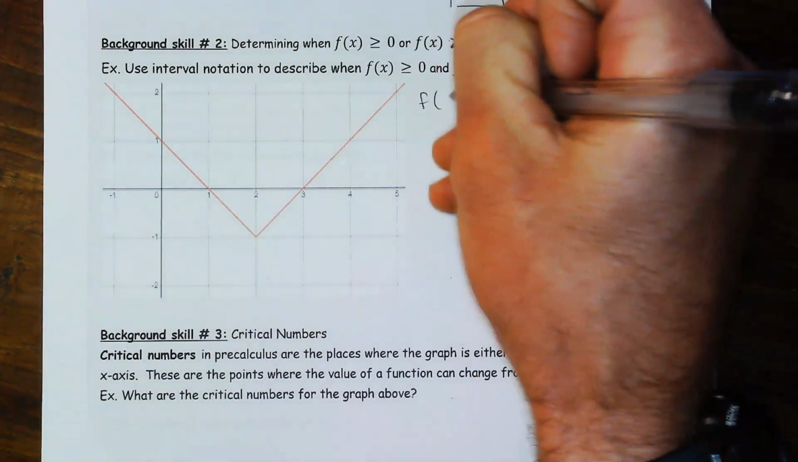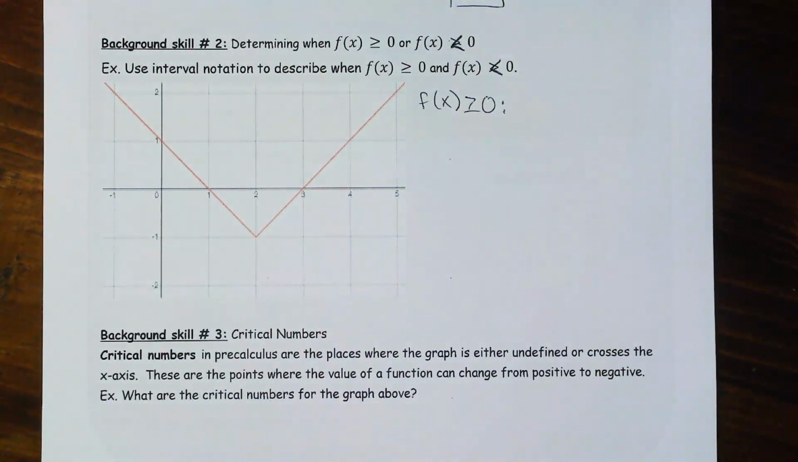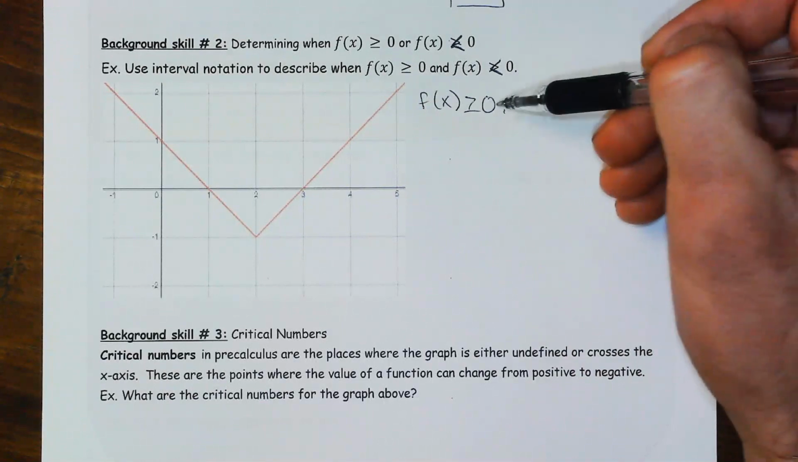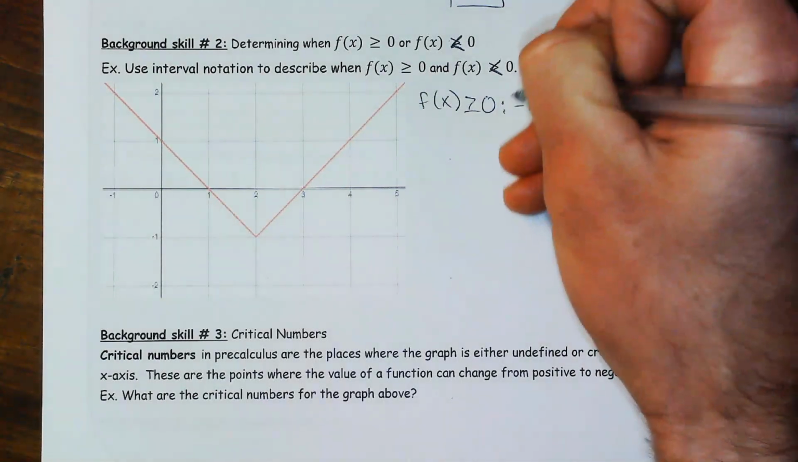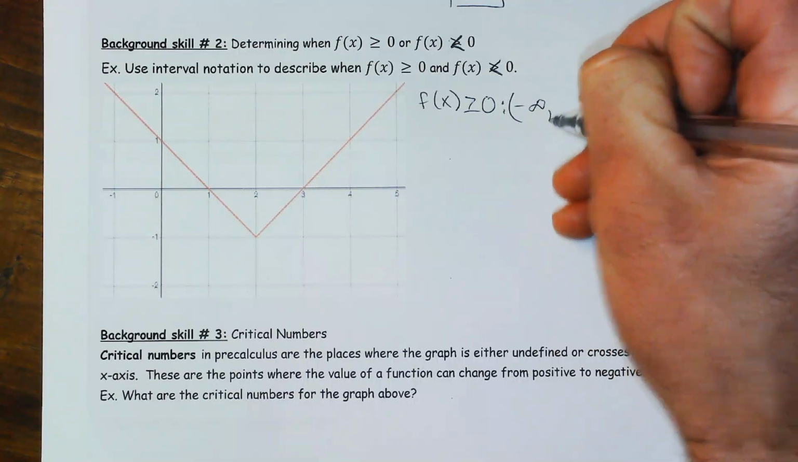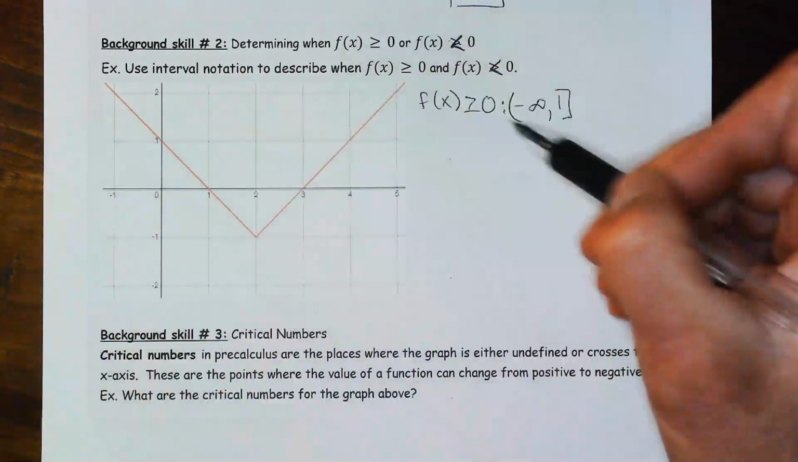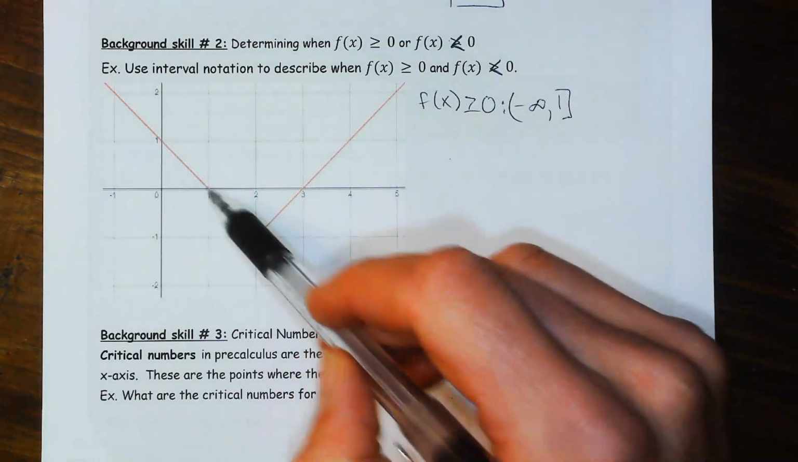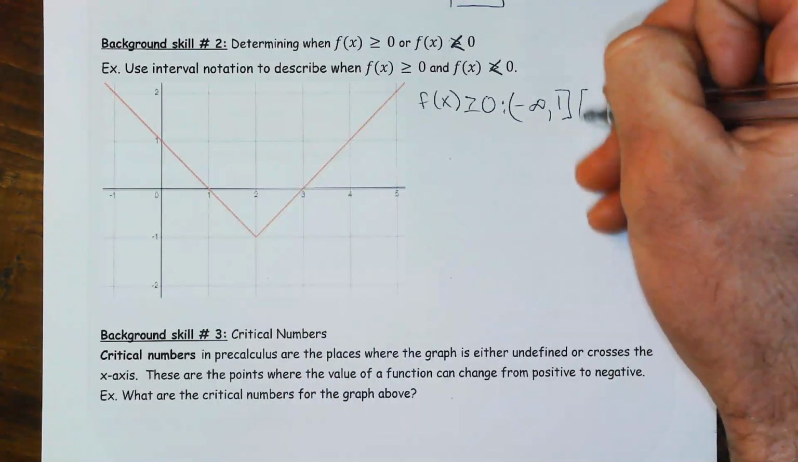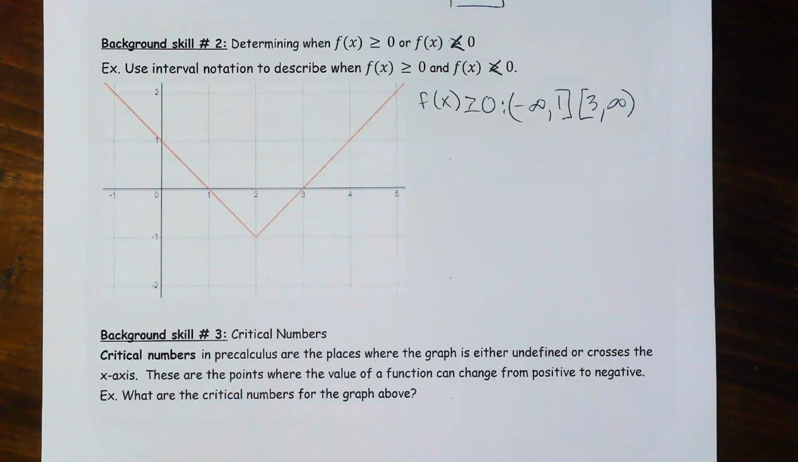So f of x is greater than or equal to 0. We did this again in the graphing unit, but just as a reminder, basically all this means is above or on the x-axis. So from -infinity, which we can never include, to 1 using interval notation. I can include 1 because this has the equal to piece here. I am above or on the x-axis. And then from 3, which I can include, to infinity, I am also above or on the x-axis.